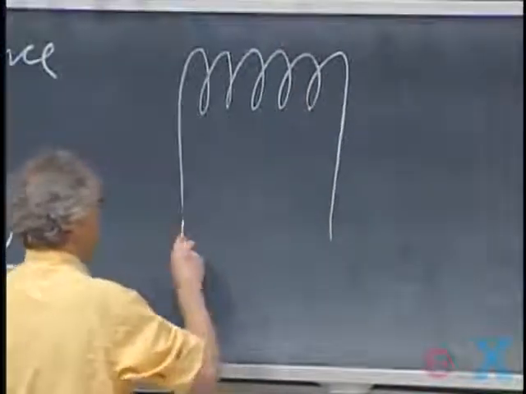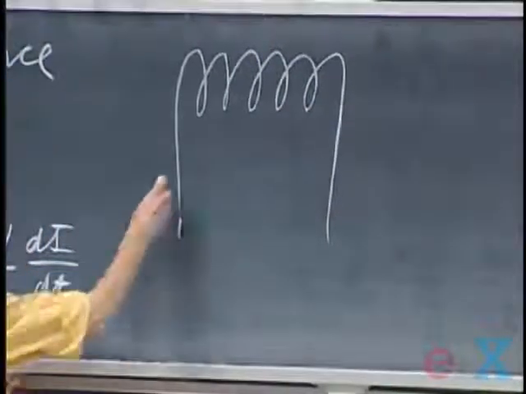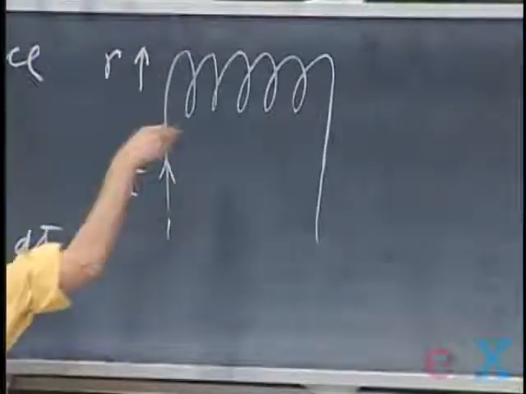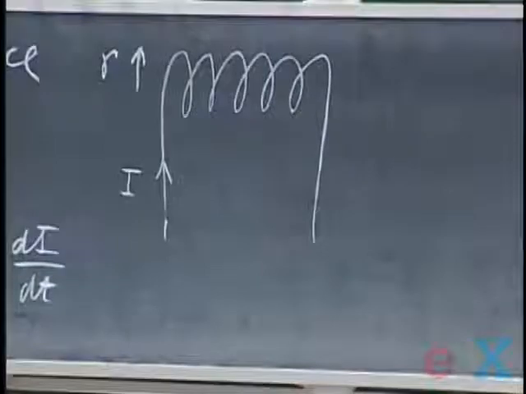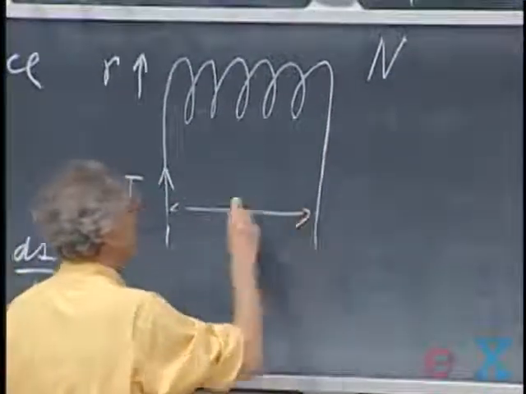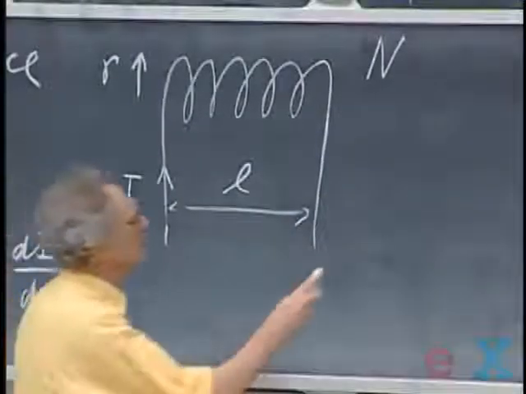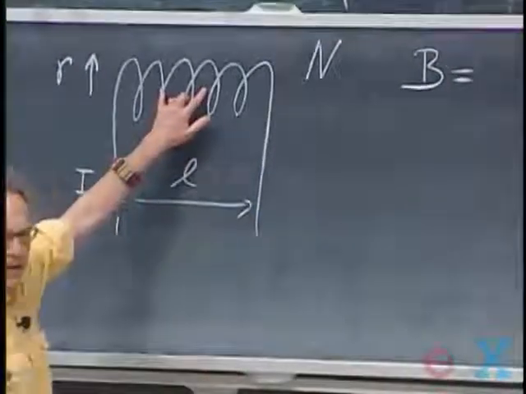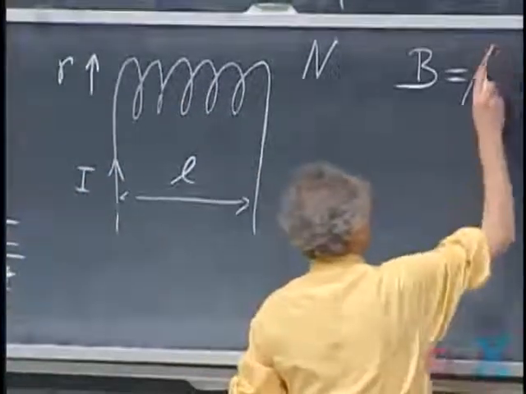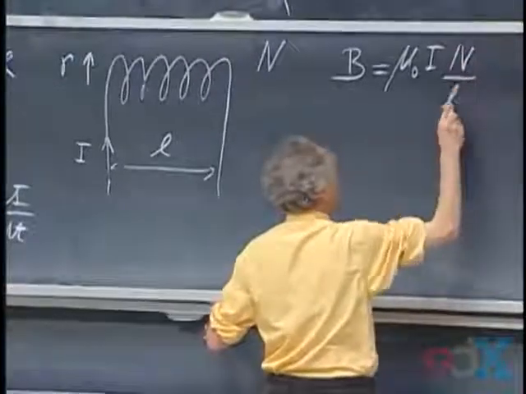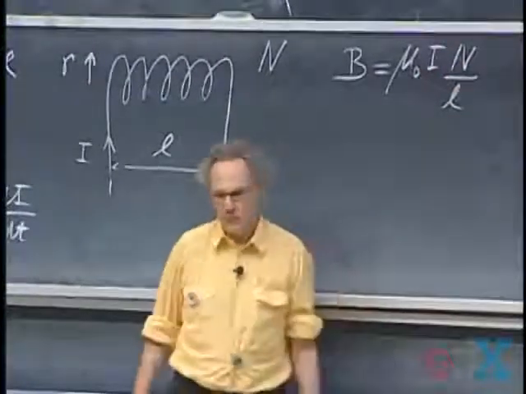Let this be a solenoid, and this is a closed circuit. And we run a current I through the solenoid. And the radius of these windings is little r. Let's say there are capital N windings, and the length of the solenoid is little l. Perhaps you remember that we earlier derived, using Ampere's law, that the magnetic field inside the solenoid is mu zero times I times capital N divided by little l. This is the number of windings per meter.